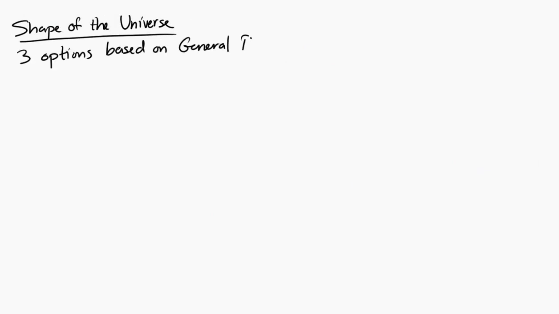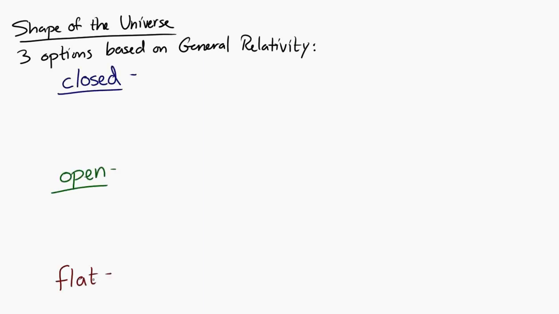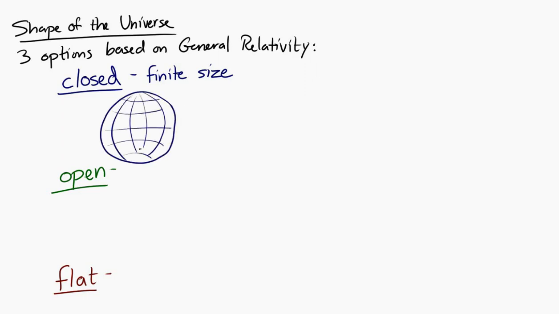Now we're going to consider what the shape of the universe might be. Based on general relativity, and we're not going to get into general relativity right now, there are three possible shapes for the universe: closed, open, and flat. A closed universe would be of finite size, and we kind of visualize it in 3 dimensions as being spherical. It's also called positively curved.